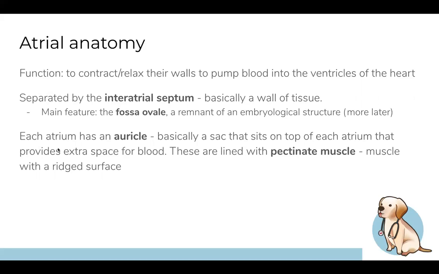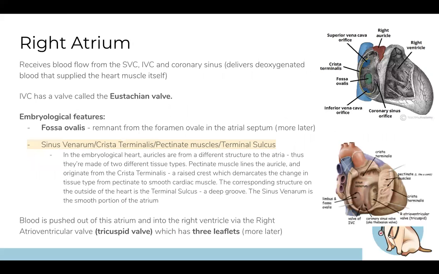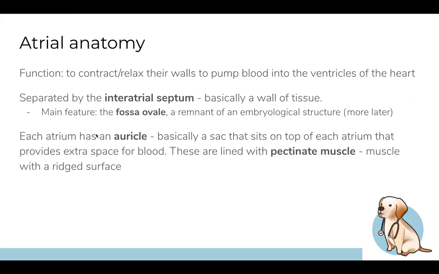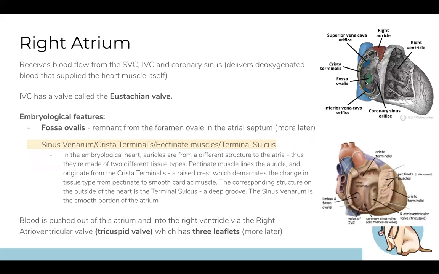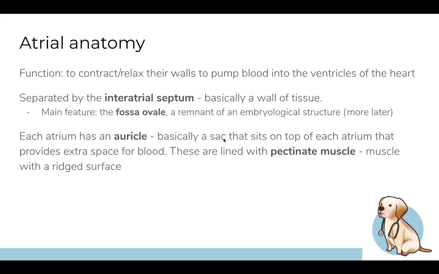Also, each atrium has an auricle. Why did I not put a photo? Okay, I'll use the photos coming up. Each atrium has an auricle, and it's essentially part of the atrium, but it's like a little pouchy bit on top. So that's your atrium, and this is your auricle. And these kind of don't serve any particular purpose. They just kind of exist there, but you have to know they exist. And it's basically a little sac. Provides a little bit of extra space.